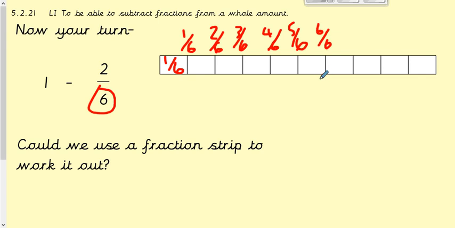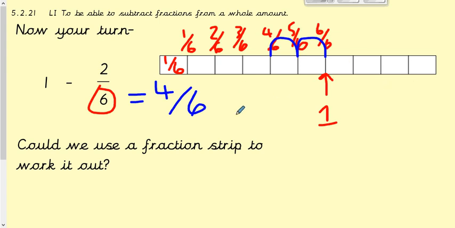So where is our whole, do you think, on this? It would actually be here, where we have 6/6. That is the same as a whole. So we have this as our whole, and then we need to take away 2/6. So we just need to go backwards 2. 1, 2, and we land on 4/6. Okay, so that's how we work out using a fraction strip.